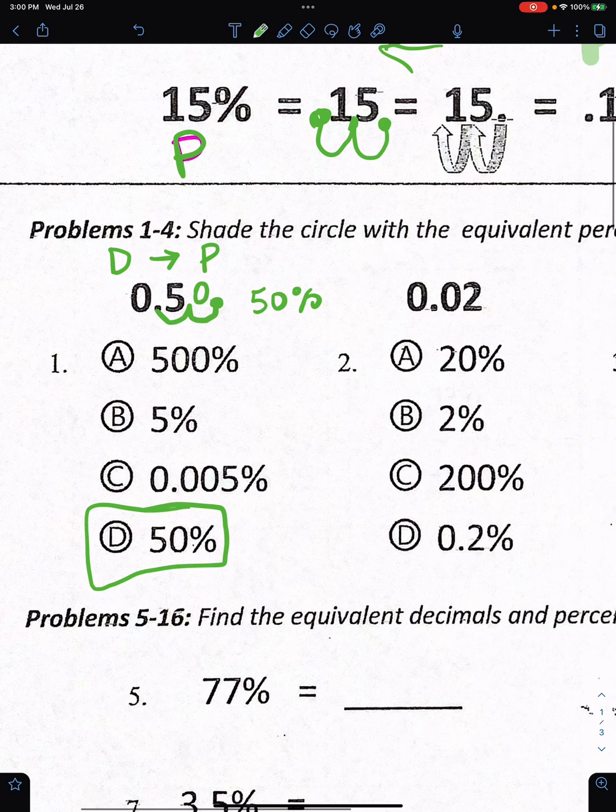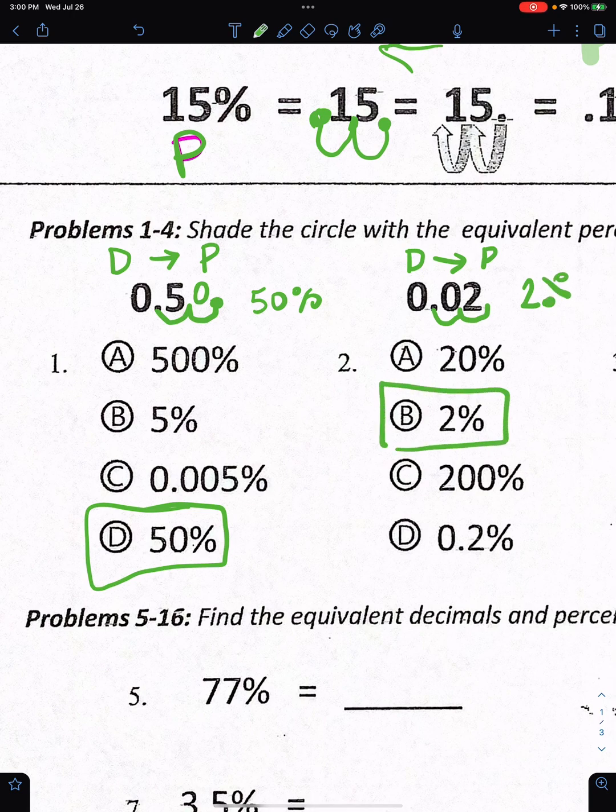The second one is also decimal to percent. So in alphabetical order, it's going forwards. So therefore, my decimal moves forward 1 space, 2 spaces, and it will be rewritten as 2%. So therefore, my answer is B.